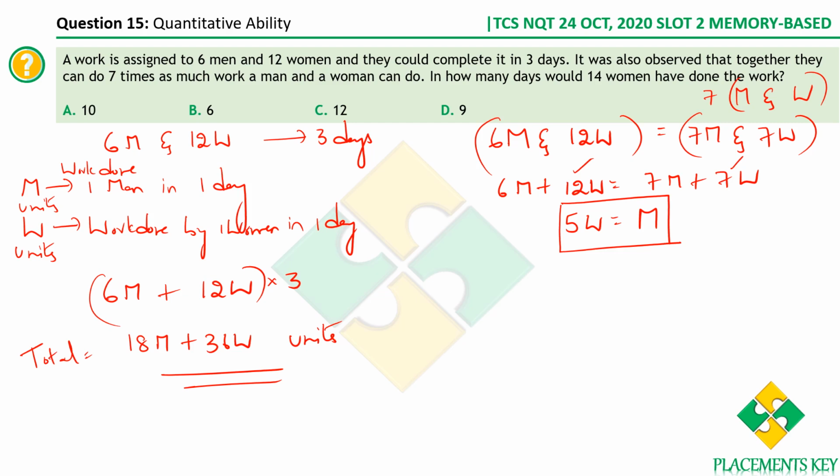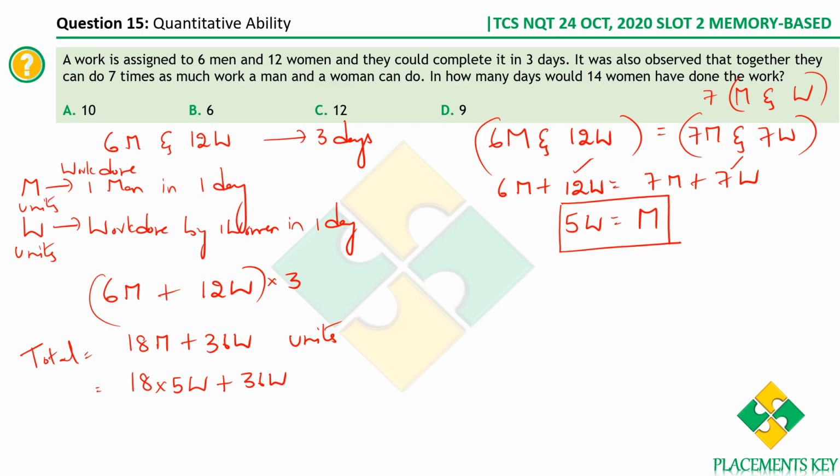Okay, fine. So now what are we supposed to do? Now we have got some relation. So let me compute the total work in terms of this. Let's replace a man's work with 5 women's work. So what do we get here? We get 18 men. One man's work is 5 women's work, so I'm just writing 5W units, plus 36W.